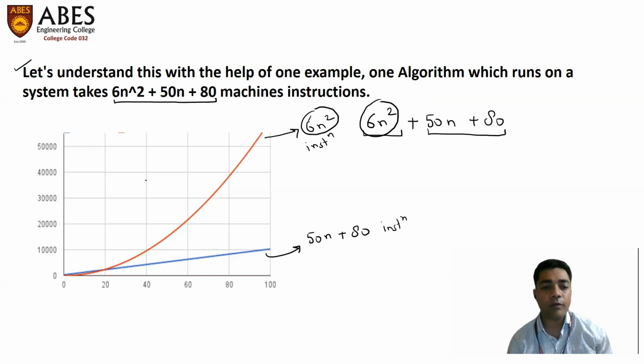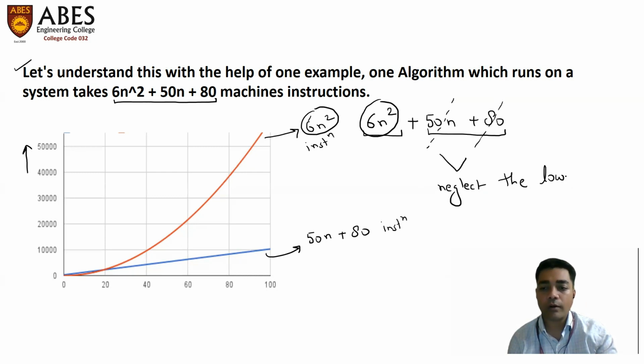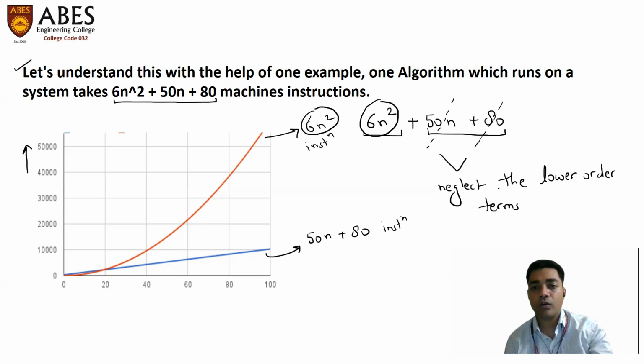So when the value of n becomes very large, this 6n square is all we need to see to check what is the order of growth of our program or algorithm. In order to do that, while using asymptotic notation, what we do is we neglect the lower order terms.